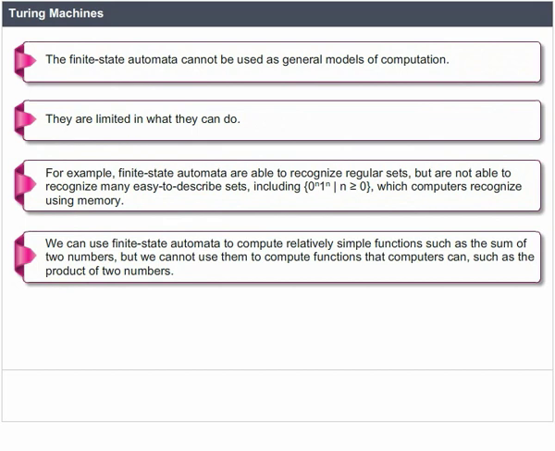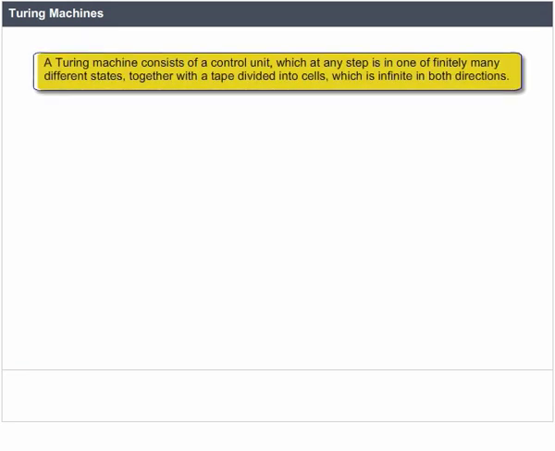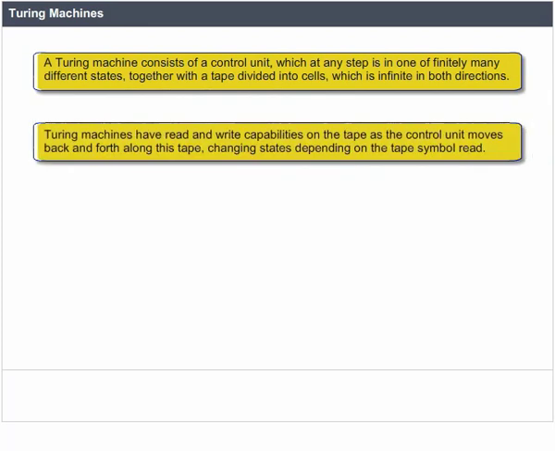To overcome these deficiencies, we can use a more powerful type of machine known as a Turing machine, after Alan Turing, the famous mathematician and computer scientist who invented them in the 1930s. Turing machines. A Turing machine consists of a control unit which is at any step in one of finitely many different states, together with a tape divided into cells which is infinite in both directions. Turing machines have read and write capabilities on the tape as the control unit moves back and forth along this tape, changing states depending on the tape symbol read.